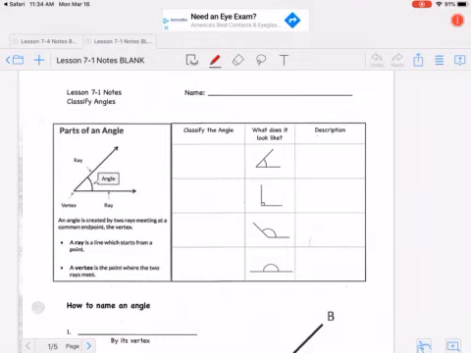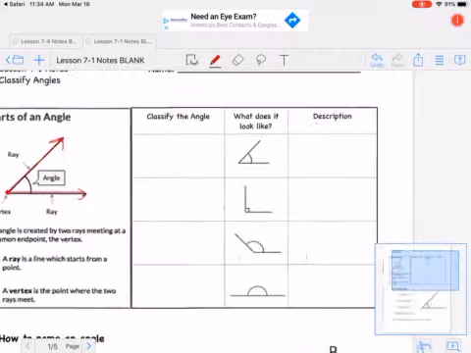So if you look here, a ray is when you have a point and then it's going in one direction. Your line is only going in one direction, not the other. We have a vertex, and that's where your point starts, or where your two rays come together. And then we have another ray here, and this all forms an angle. So it says an angle is created by two rays meeting at a common endpoint, the vertex. A ray is a line which starts from a point. A vertex is the point where the two rays meet.